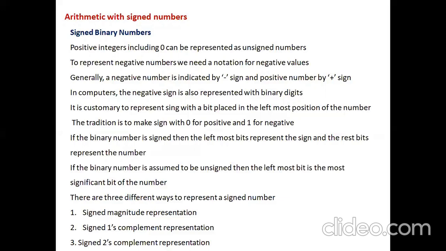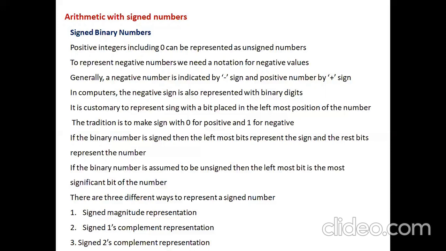So when a signed number is given to you, and if the leftmost bit is 1, you have to think it is a negative number. Otherwise, it will be a positive number. The remaining bits other than the leftmost bit will be the magnitude or value of the given number. If the binary number is assumed to be unsigned, then the leftmost bit is the most significant bit of the number.